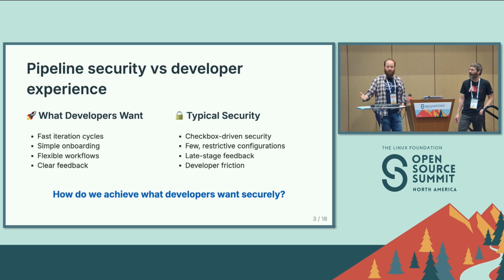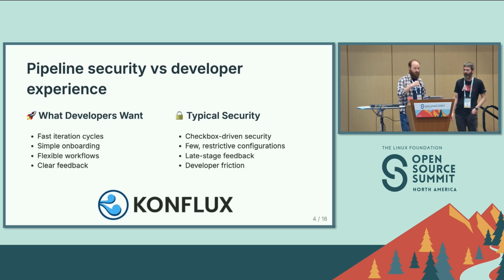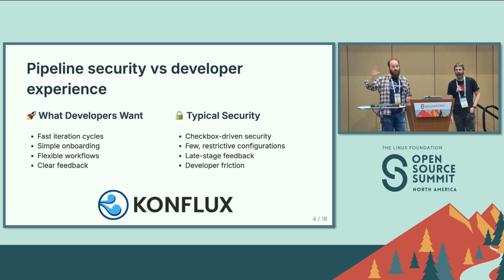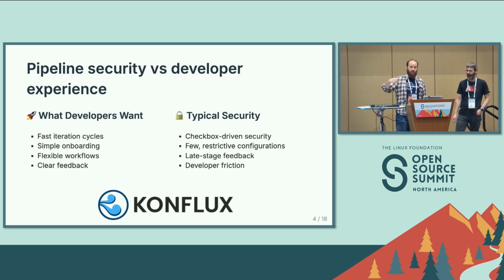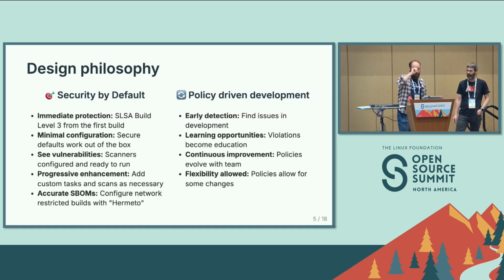So how can we achieve what developers want, but do it securely? The project we have to do that is Conflux. Conflux is based on Tekton, and the design philosophy is for it to be secure by default. Tekton with Chains provides SLSA build level 3 out of the gate, the very first build. You have this protection. You're producing the provenance, which is signed with secure keys. There's minimal configuration. We give you the pipeline, which you can start with, and then you can start customizing it.